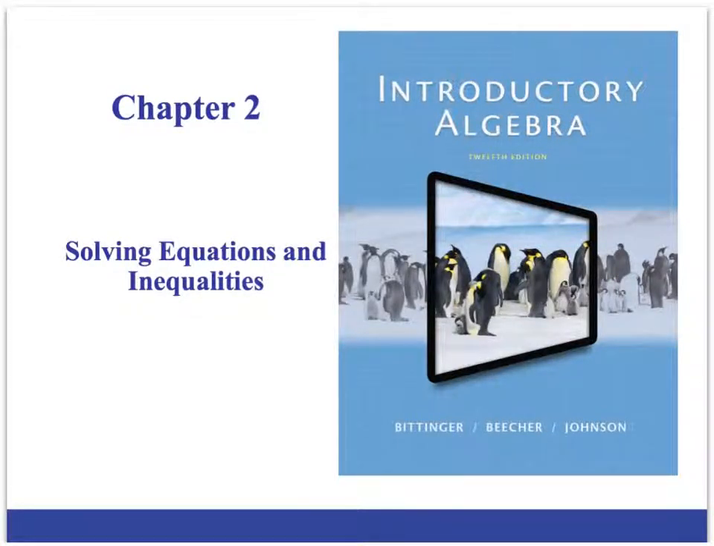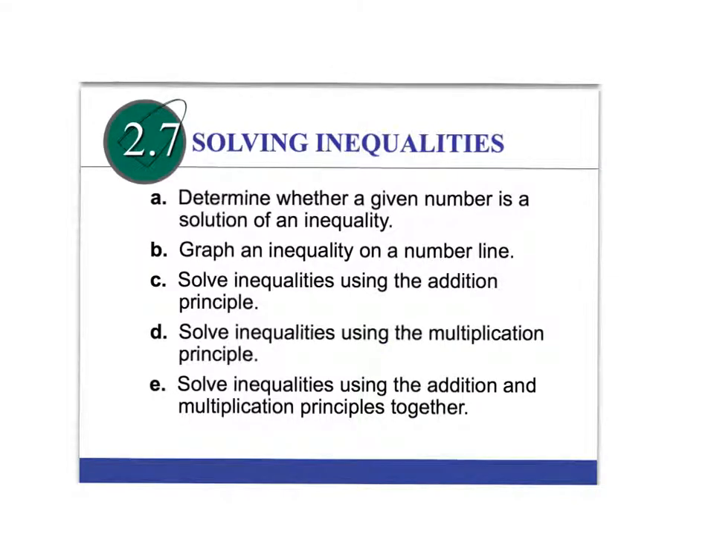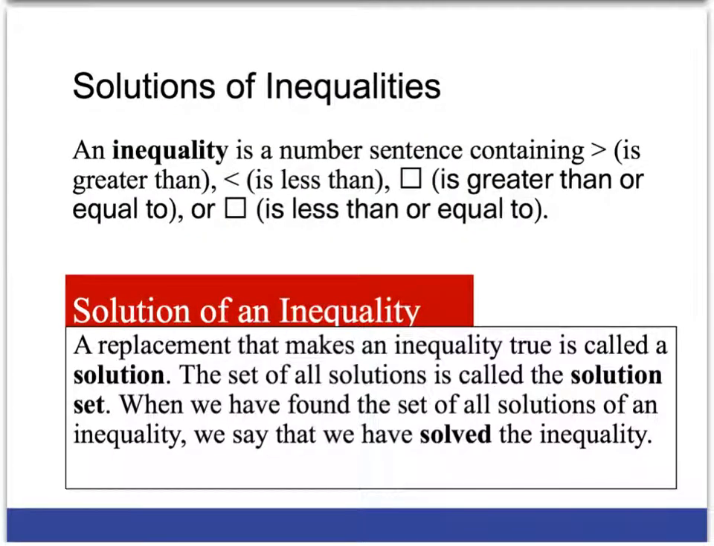Okay, we're in chapter 2, dealing with 2.7. We're dealing with solving inequalities. We're going to determine whether a given number is the solution to an inequality. We're going to graph an inequality on a number line. We're going to solve inequalities using both the addition principle and the multiplication principle. And then we're going to combine the addition and the multiplication principle together. It's not as hard as you think it is.